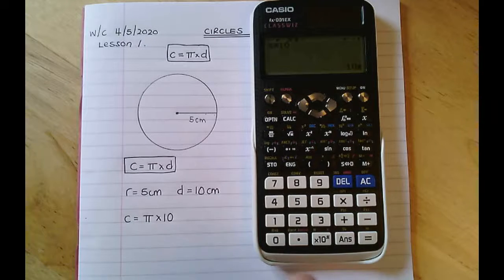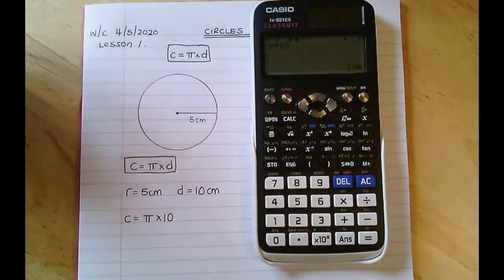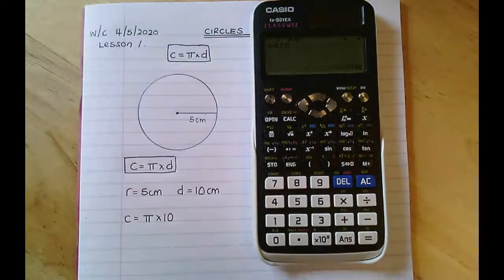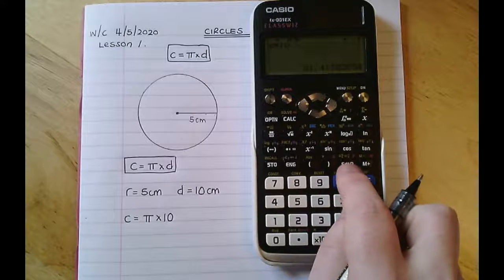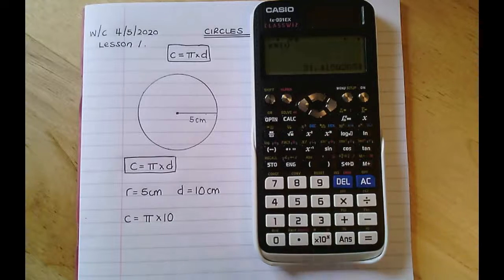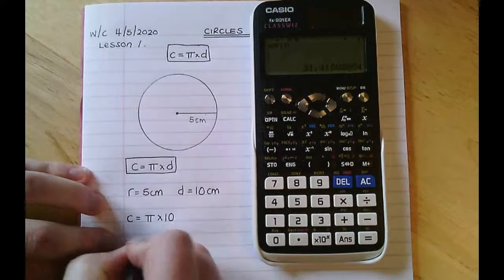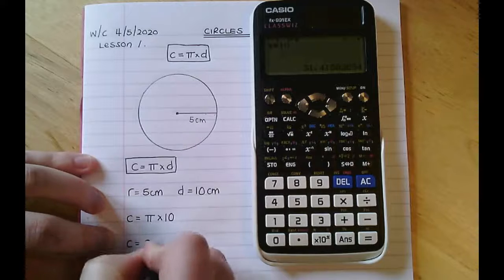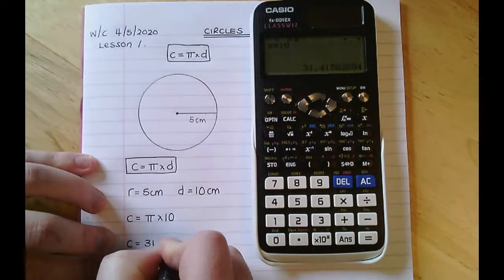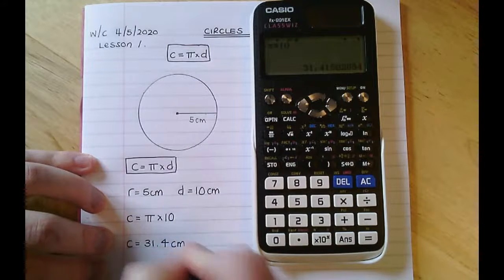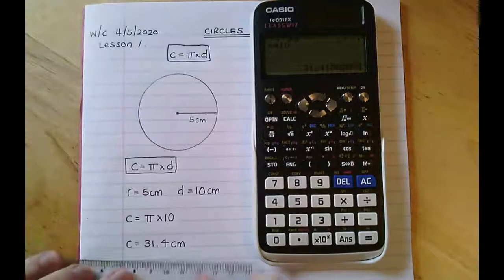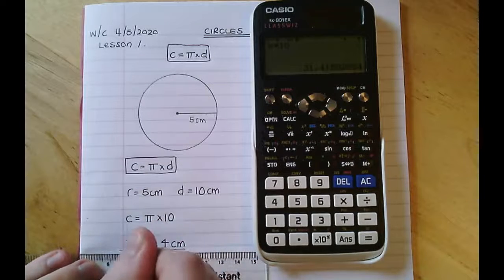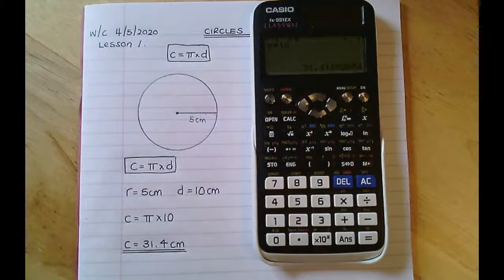Now for these we'll give them to one decimal place. Okay, so if I now press S to D, that will give me as a decimal. So the circumference of that circle is 31.4 centimeters. Don't forget units.